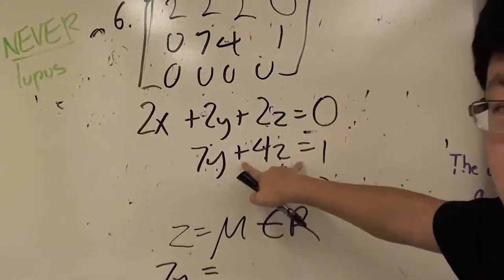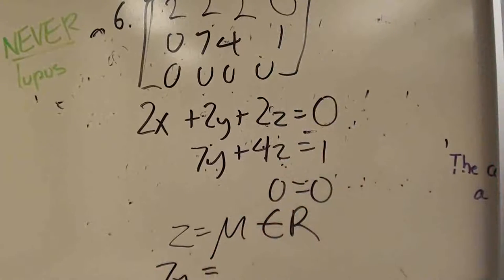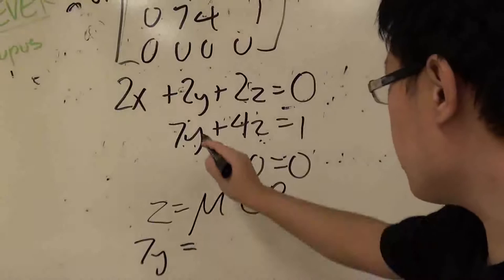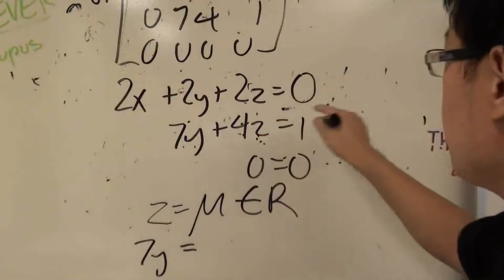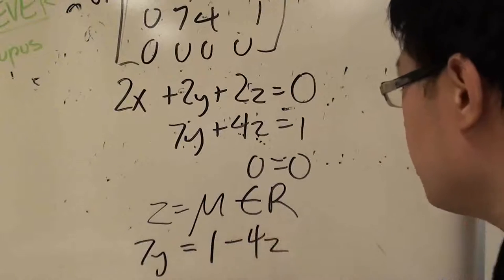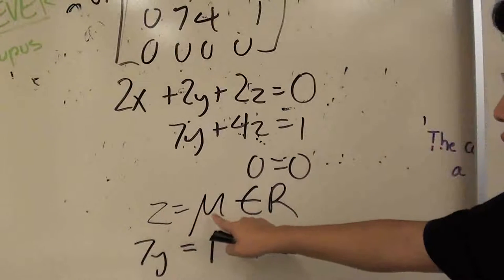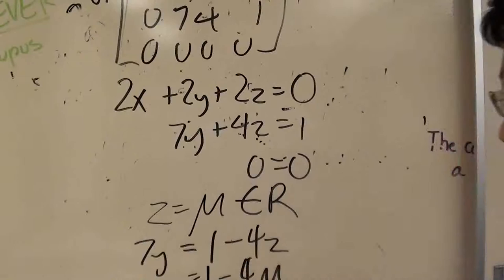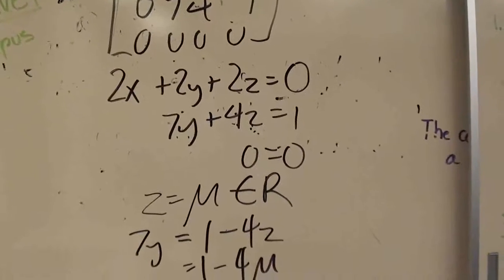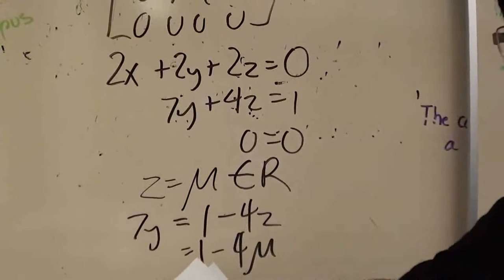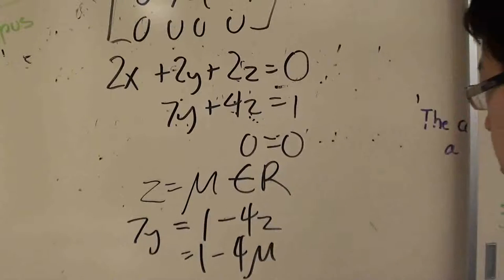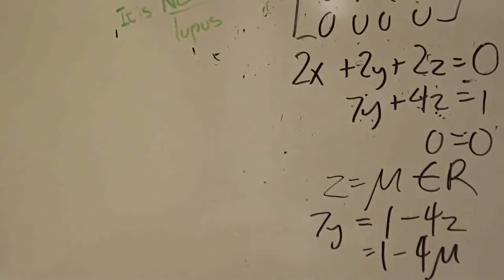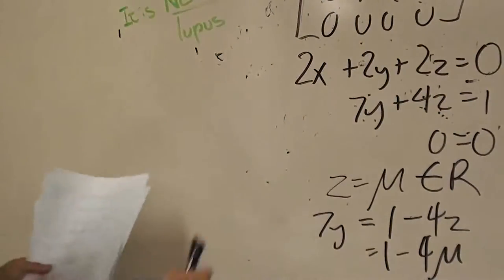So if that's the case, then 7y equals... I'm just going to rearrange this equation. Ooh, you guys can barely see. So 7y becomes, 4z goes to the right, so it's going to be 1 minus 4z. Now, we already said z equals macro, so that's going to be 1 minus 4 macro. Like so. See? 1 minus 4 macro. So that's what it is. Let's see if switching to the other way helps. Might be more helpful.